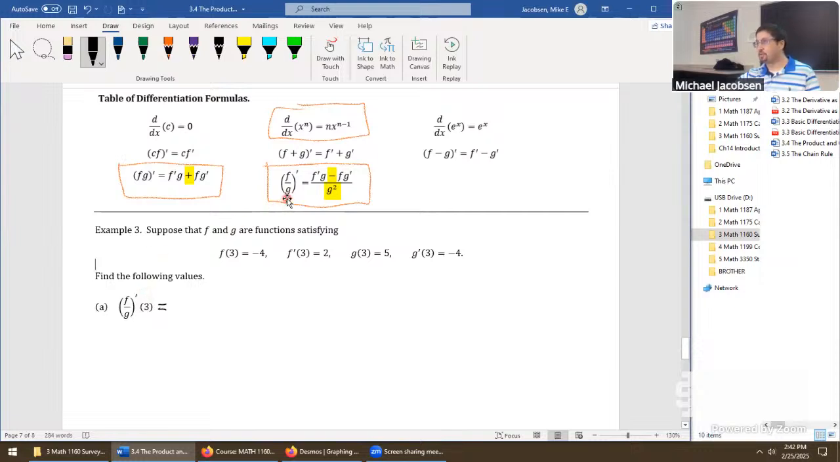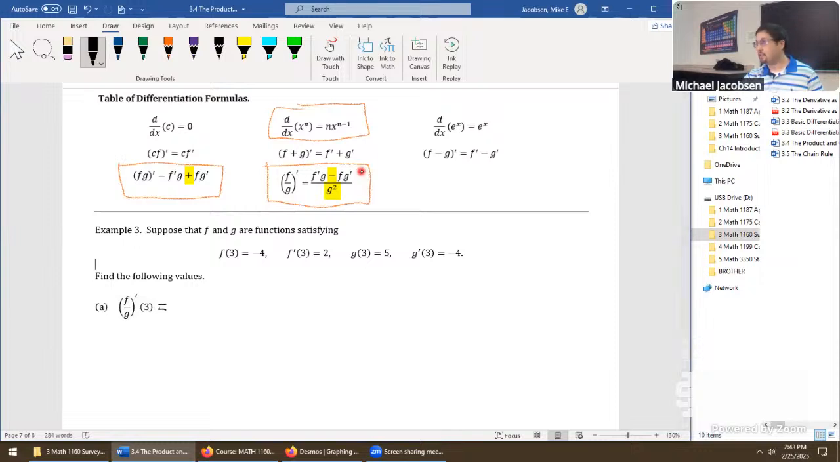Notice the way I wrote this quotient rule. F divided by g. I didn't say f of x divided by g of x. I'm just focusing on the functions. So this is the pattern, basically, where I'm suppressing the input. If we put in an input, whether it's an x or a 3, it still fills out this pattern.